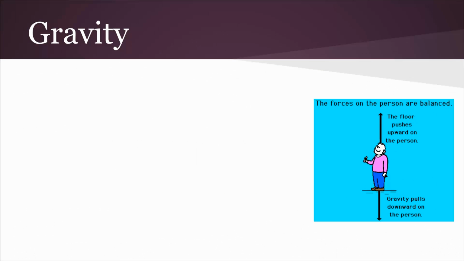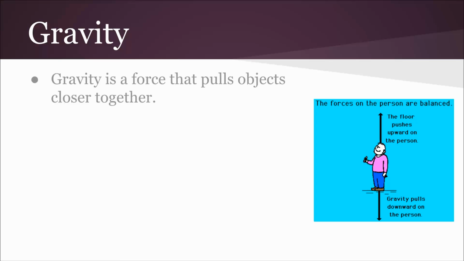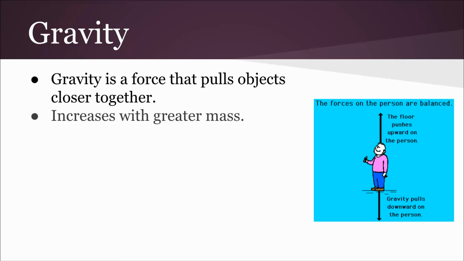Gravity is another common force that we show in a free body diagram. The forces on this person are balanced because the floor is pushing upwards, gravity's pulling downwards. Talked about that a couple times in this video. So gravity is a force that pulls objects closer together. It increases with greater mass. That's why you see planets exerting gravity while people do not really.